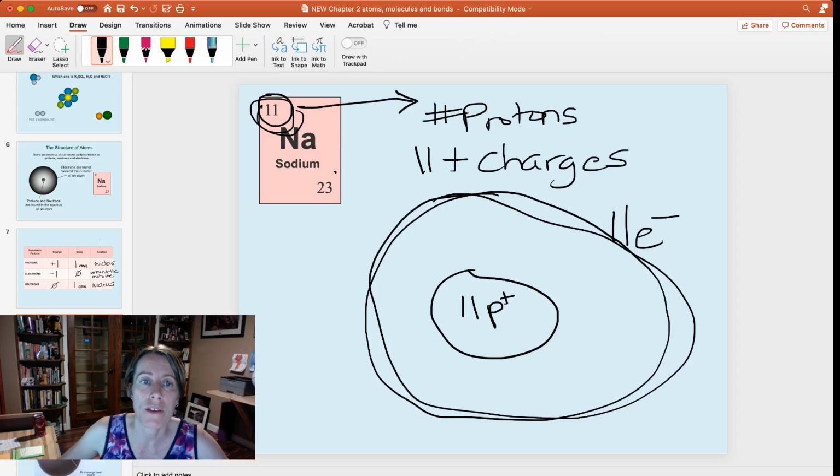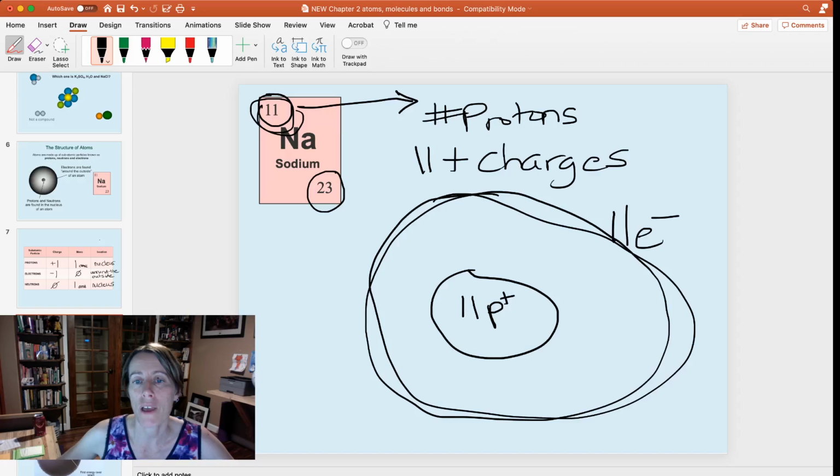All right, so the only thing missing from my picture is the neutrons, and this lower number is going to give me the neutrons. So what this lower number tells you is how heavy is this atom? It's 23 atomic mass units per atom.